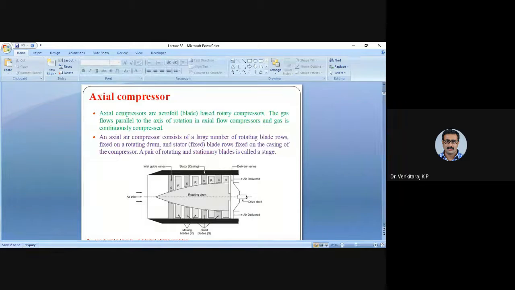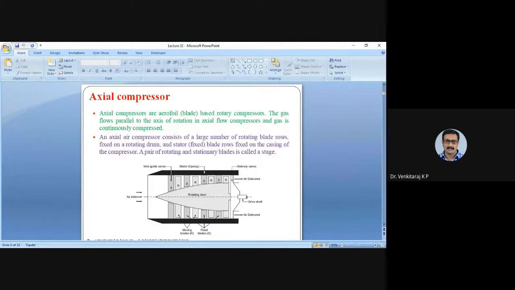Axial compressors, we have seen centrifugal compressors. So what was the type? Which type was it, axial or centrifugal compressor? How do you classify compressors? We can classify compressors as dynamic compressors and positive displacement compressors. We have seen earlier details on the reciprocating compressor, which is classified as a positive displacement compressor.